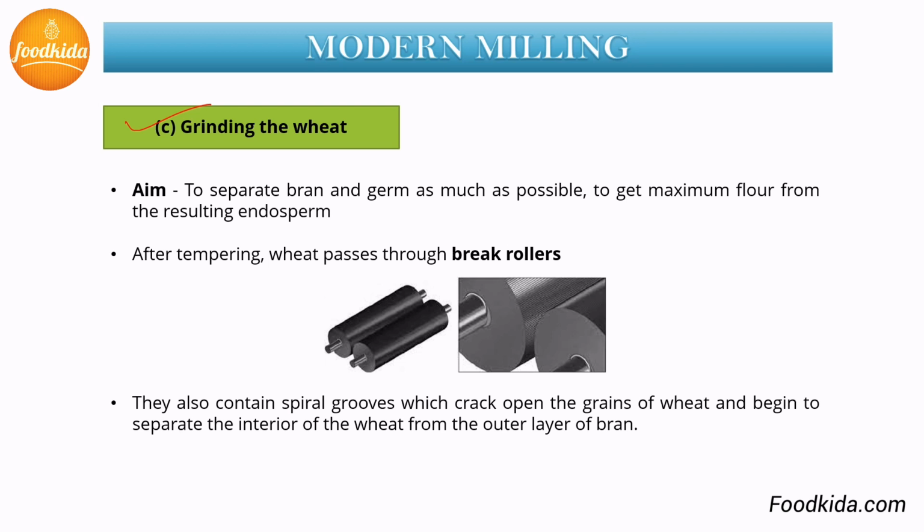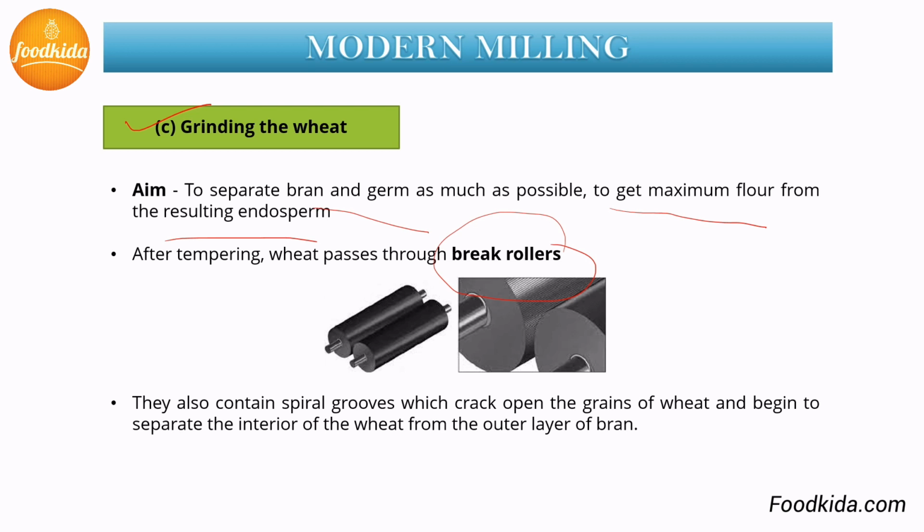So here we are removing the bran and germ and hence producing the maximum amount of flour, that is white flour, from the endosperm. The main aim is to separate the bran and germ as much as possible and to get the maximum amount of flour from the resulting endosperm. For breaking or crushing the wheat, they are passed through the break rollers, and the surface of these rollers is rough, and the main aim is to remove the bran layer to get the endosperm.